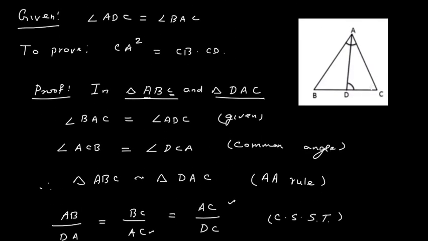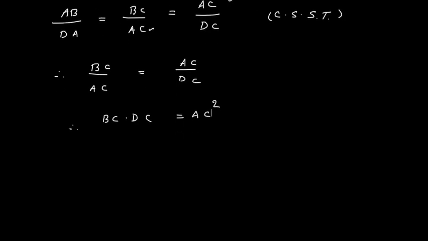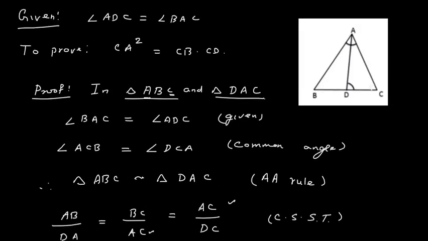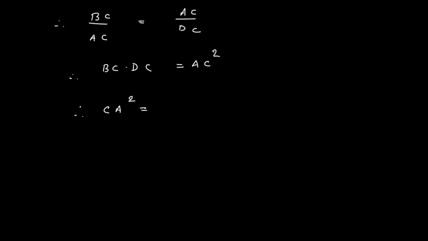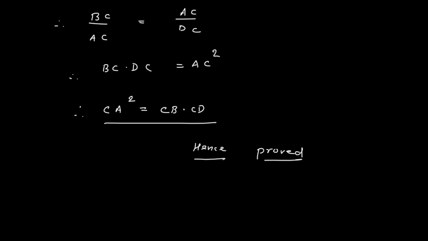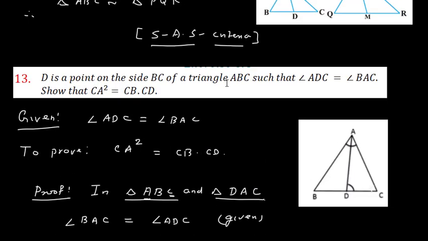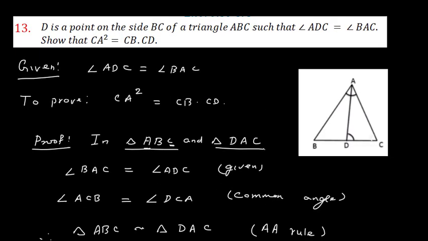Now see what we have to prove. We have to prove that CA square is equal to CB into CD. So this AC square I will write, therefore CA square is equal to CB into CD. Hence what you say, hence proved. Okay, so nice question.